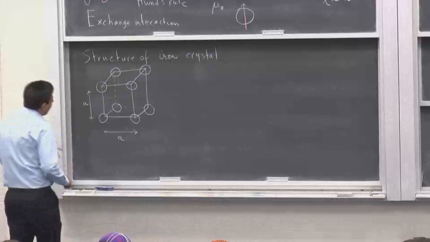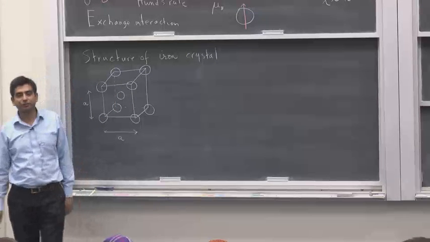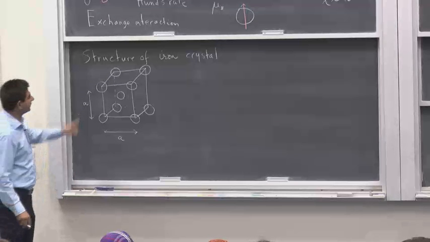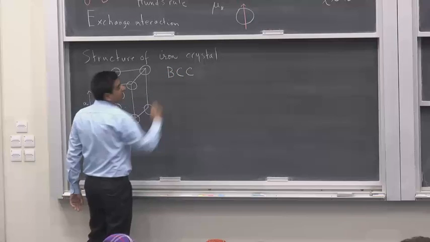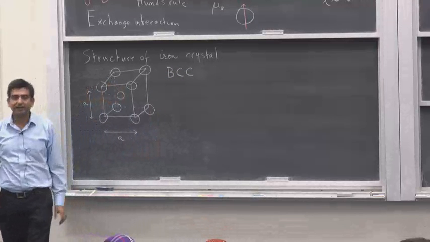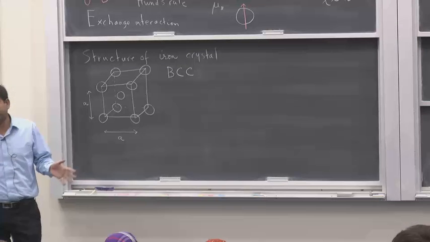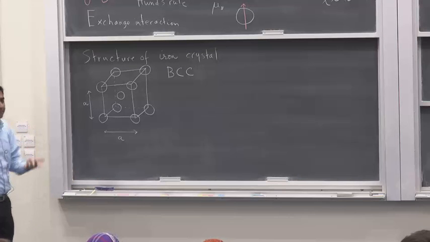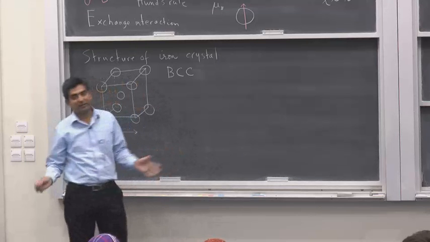However, for iron, there is an additional iron atom at the center of the body of this cube, right in the middle, in the interior of this cube. So this kind of structure is called a body-centered cubic structure. So iron crystallizes in BCC form. It has a body-centered cubic structure. Now each one of these iron atoms is a dipole. It has a spin because of the unpaired electrons.